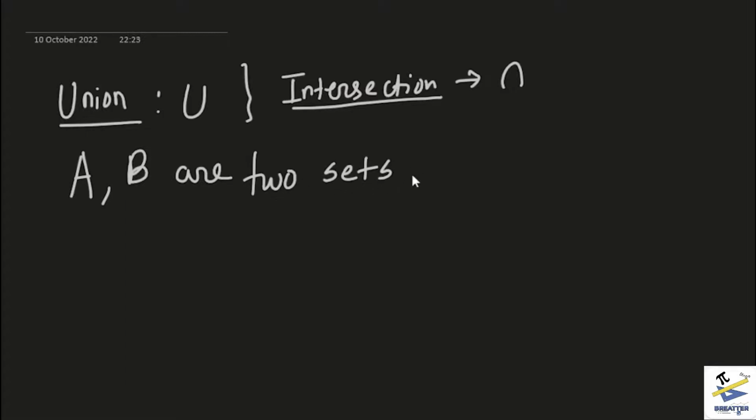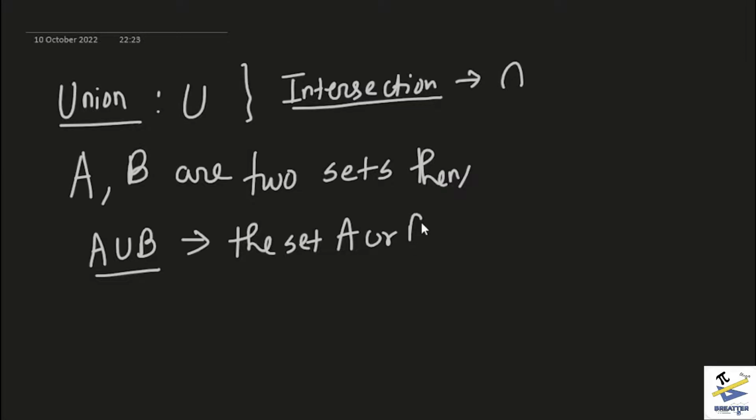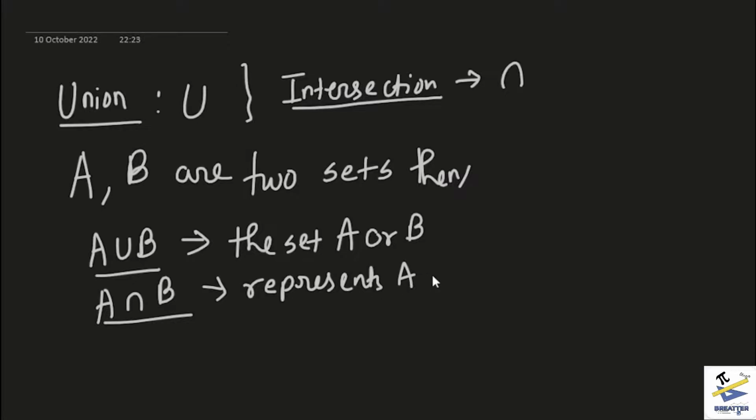So A, B are two sets, then A union B, which is this one, represents the set A or B. So in verbal terms, obviously A union B represents the set A or B. Now A intersection B represents A and B. Now when we say A and B, we actually mean the elements common to both A and B.